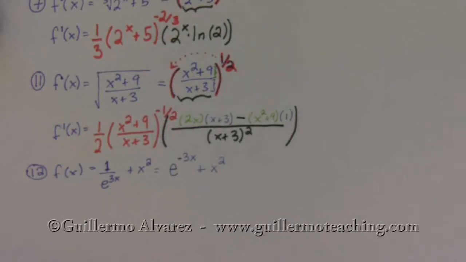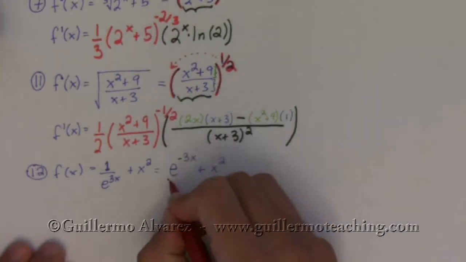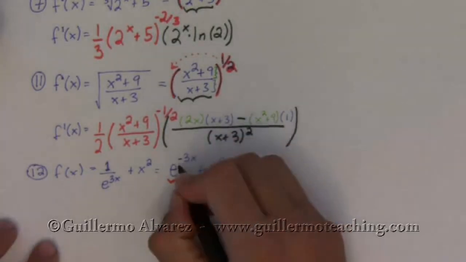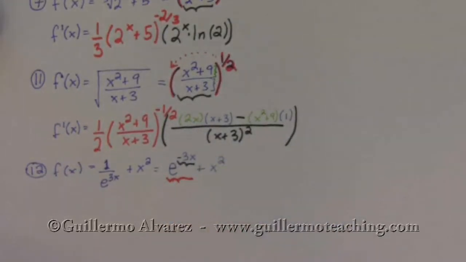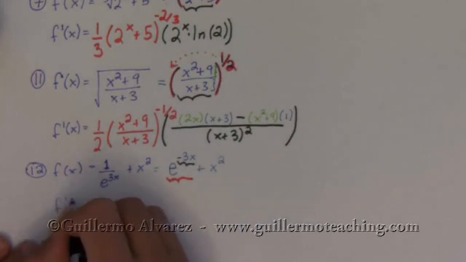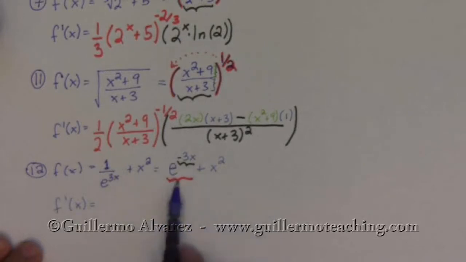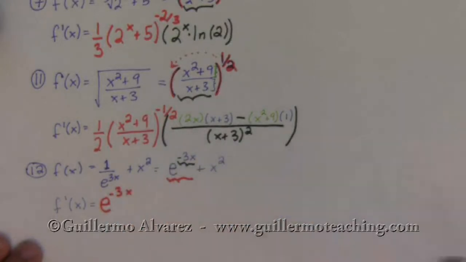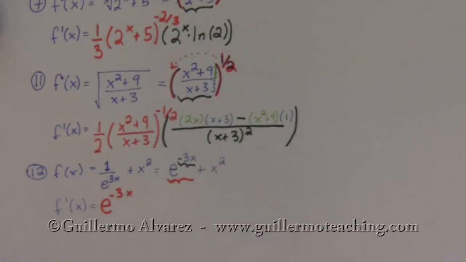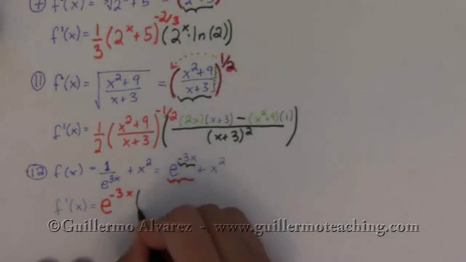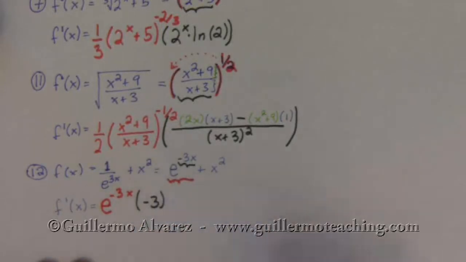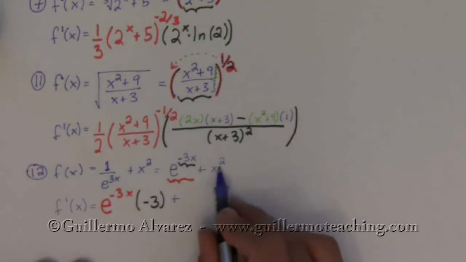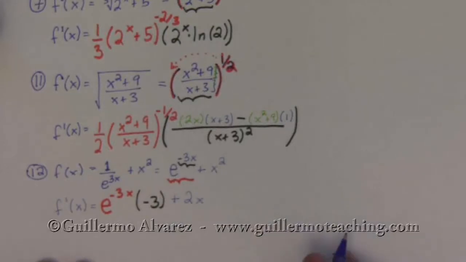So let me label these guys. So we have, let's say, the outside function here is going to be the natural exponential, and then the inside function is going to be the -3x. Okay, so then the derivative of this guy is the derivative of the outside, so the derivative of the exponential is just itself, leaving the inside alone, times the derivative of the inside. So the derivative of the inside is just -3, and then plus the derivative of x squared, which is just 2x. And that's it, you're done.